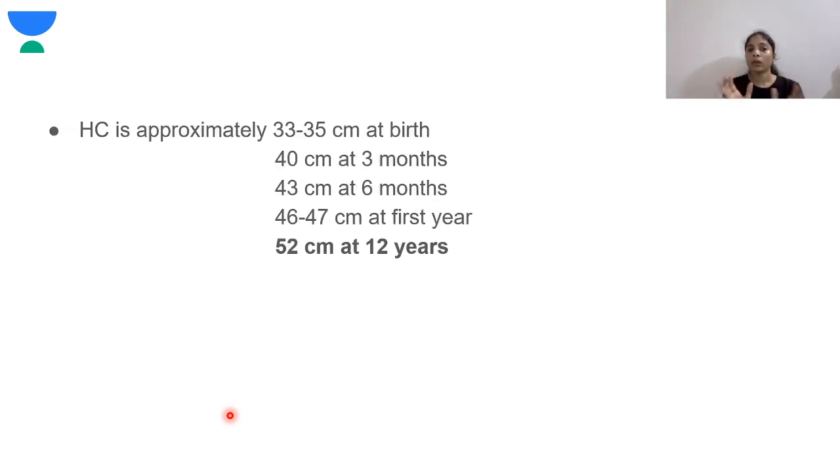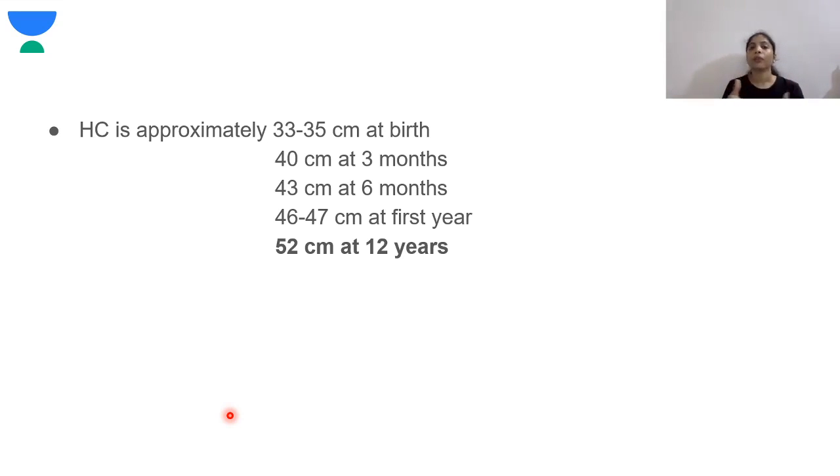A child is born with a head circumference between 33 to 35 centimeters. That's the normal head circumference. Below that is microcephaly, and above that is macrocephaly. So head circumference between 33 to 35 centimeters at birth.